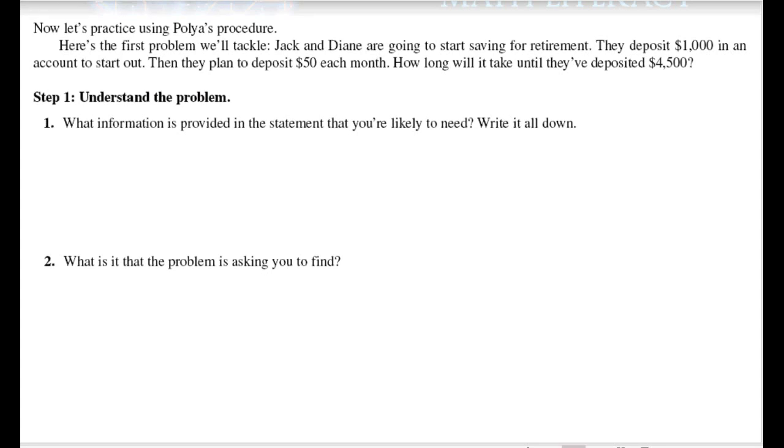So, at any rate, if you want to go on to the practice problem for our classwork, question 1, they're stepping you through the steps. So question one, what information is provided in this statement that you're likely to need? Write it all down. So read the problem and make a note of the information that you're given.